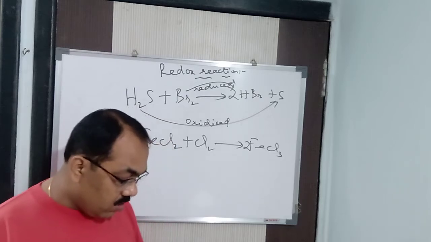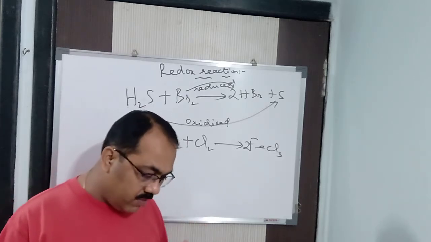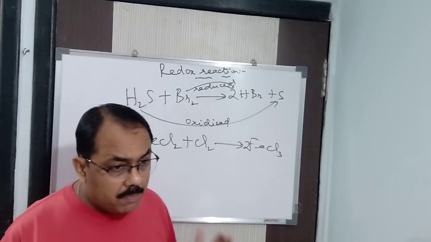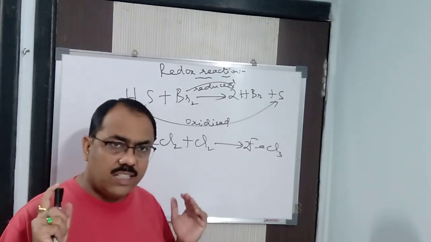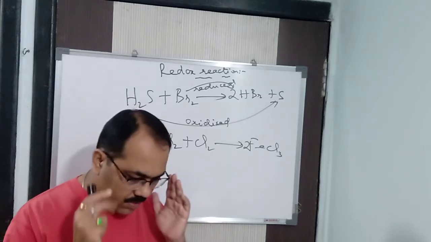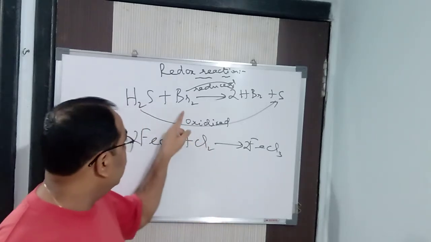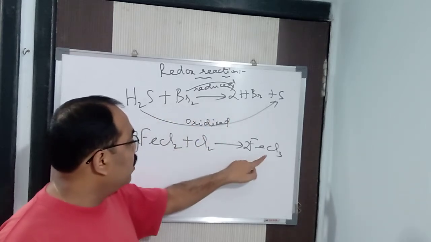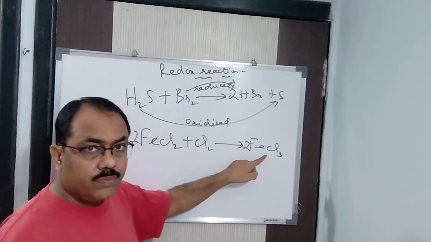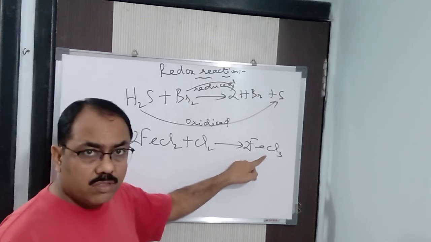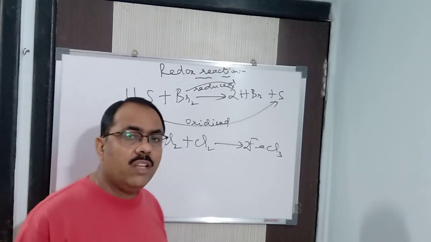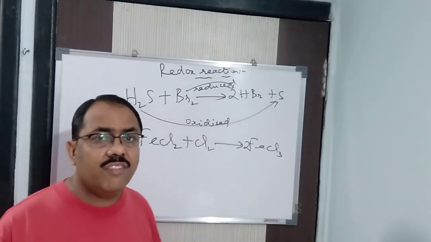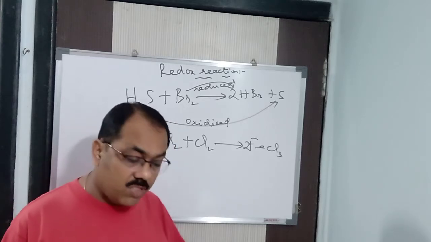An oxidizing agent, after carrying out oxidation, itself gets reduced. Remember it, very, very important. After oxidizing other substances, it itself gets reduced. Here you can see bromine is itself getting reduced to HBr. Cl2 is getting reduced. So an oxidizing agent oxidizes other substances, but itself gets reduced. That is called an oxidizing agent or oxidant.